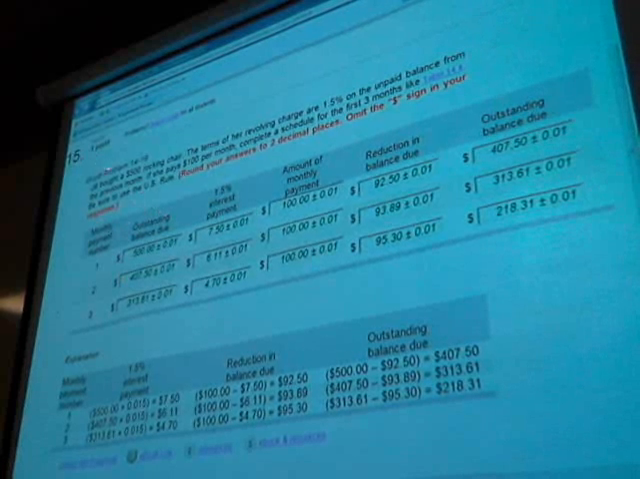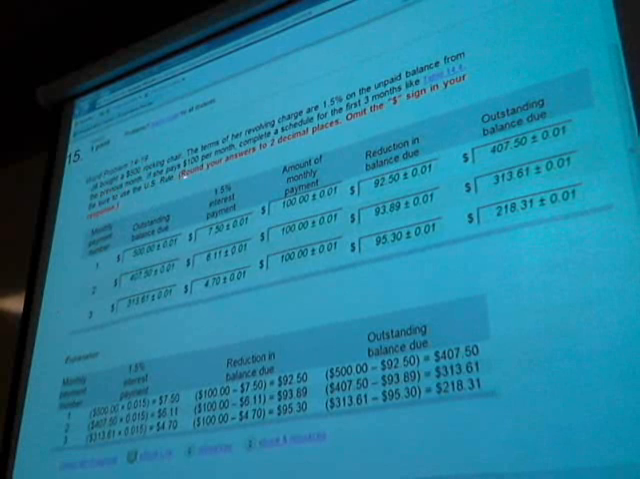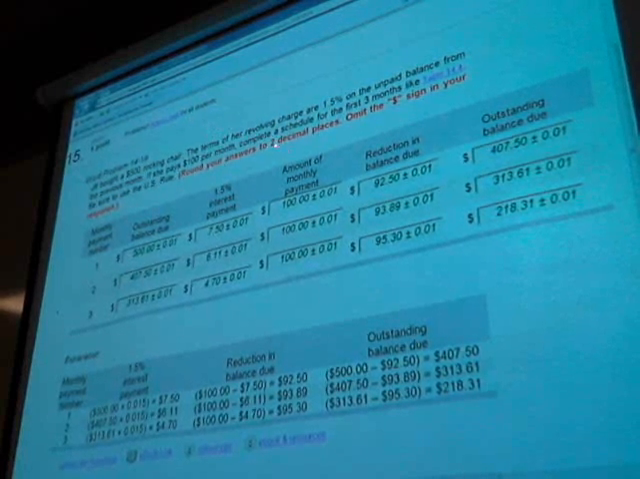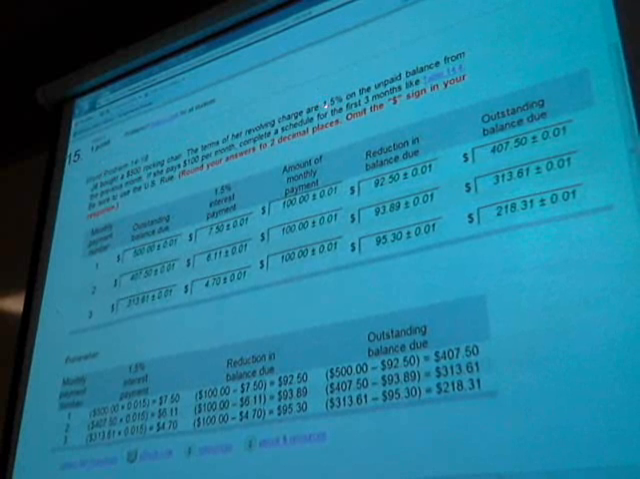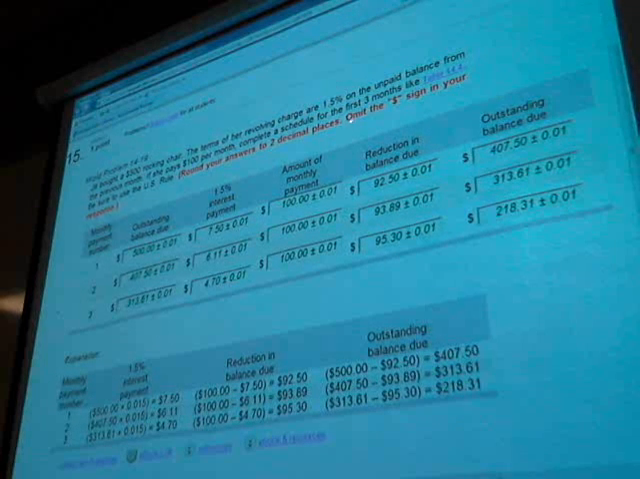Okay. What's revolving? So, all right, a $500 rocking chair. That's what she's buying. So, the terms of a revolving charge, that's credit card terms, is 1.5% on the unpaid balance from the previous month. Now look at that, 1.5. You're going to use that in your calculations.